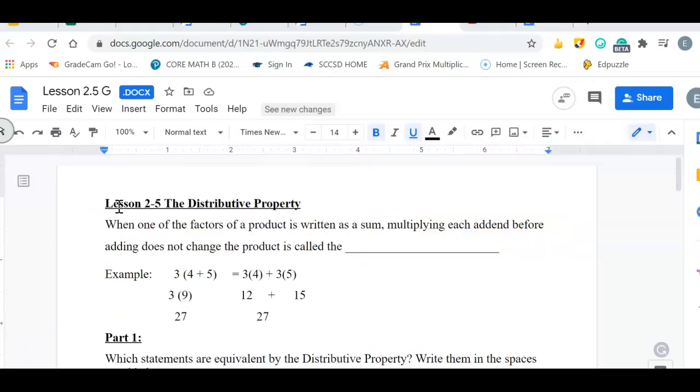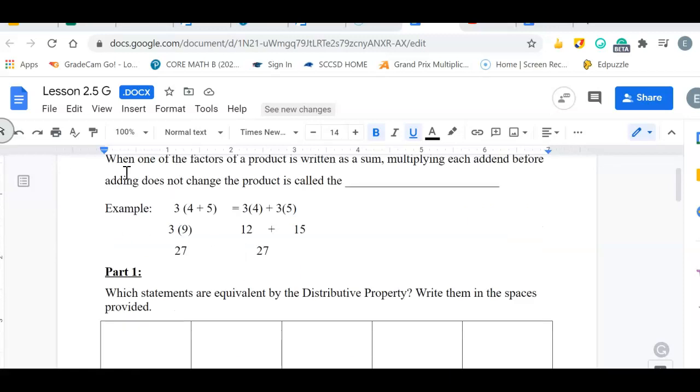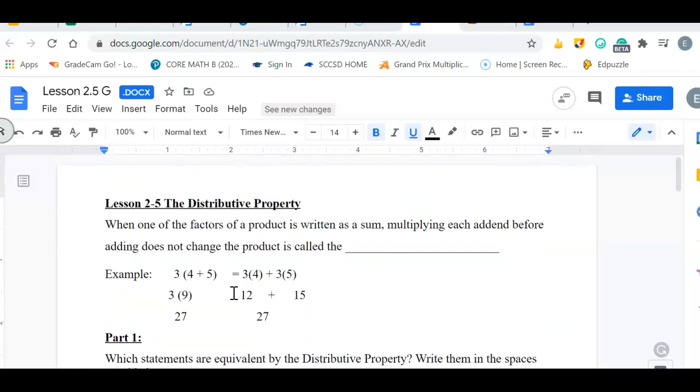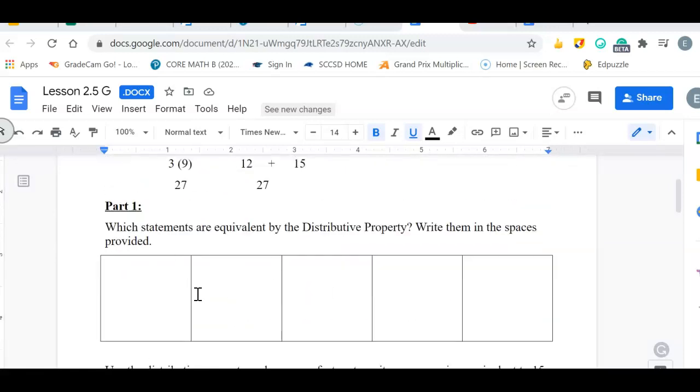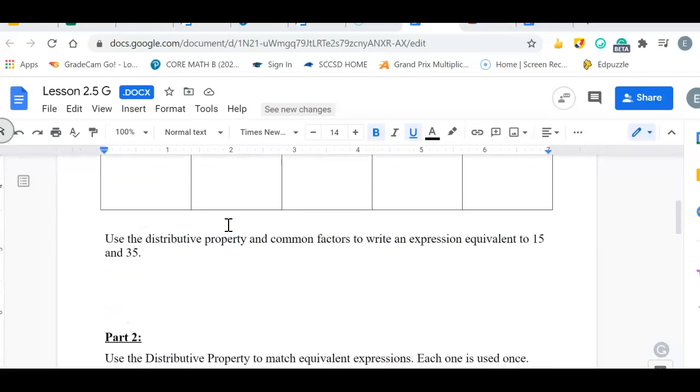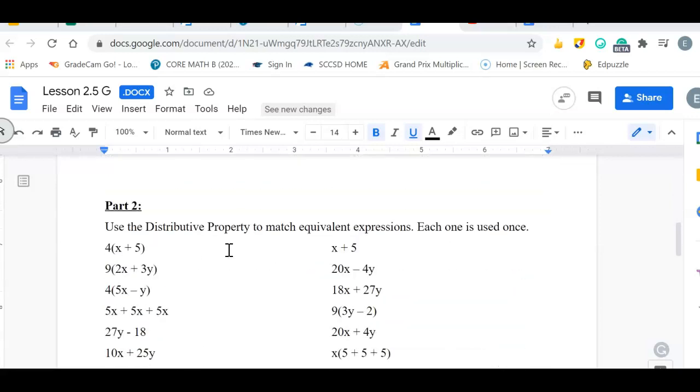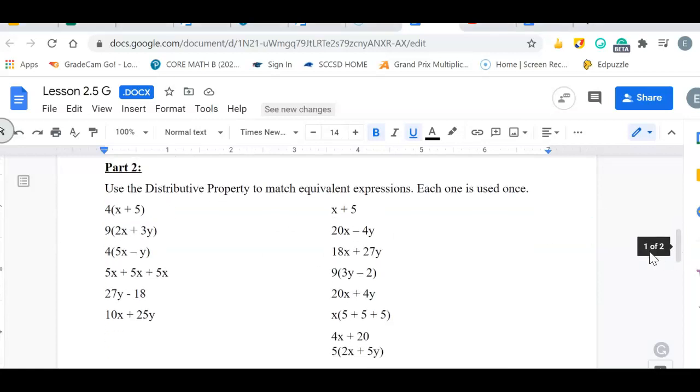We are now in the guided notes, lesson 2.5, distributive property. The past couple of days, we have done things that are like this first question here and part 1. So don't worry about those right now. We are going to go ahead and move on to part 2. In part 2, we are going to practice some distributive property finding equivalent expressions.